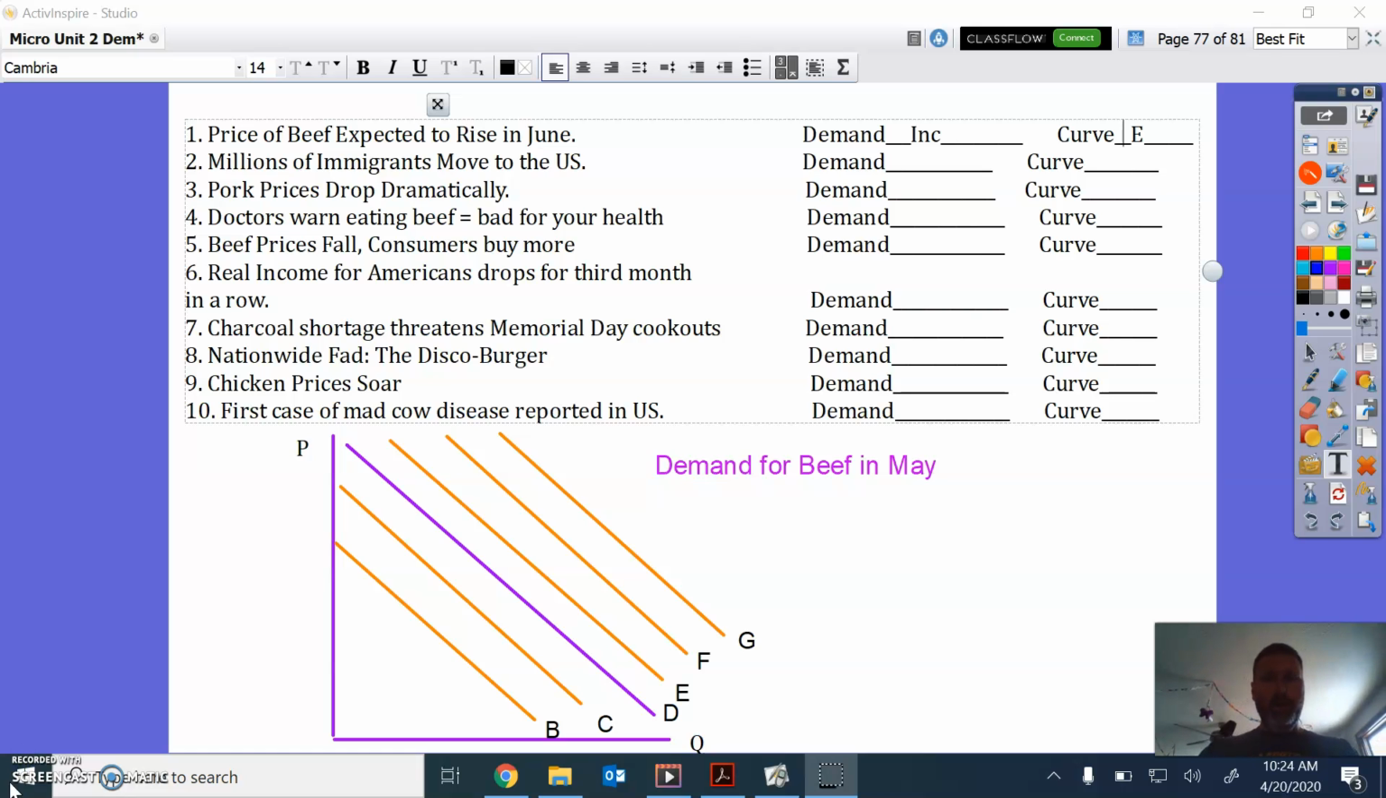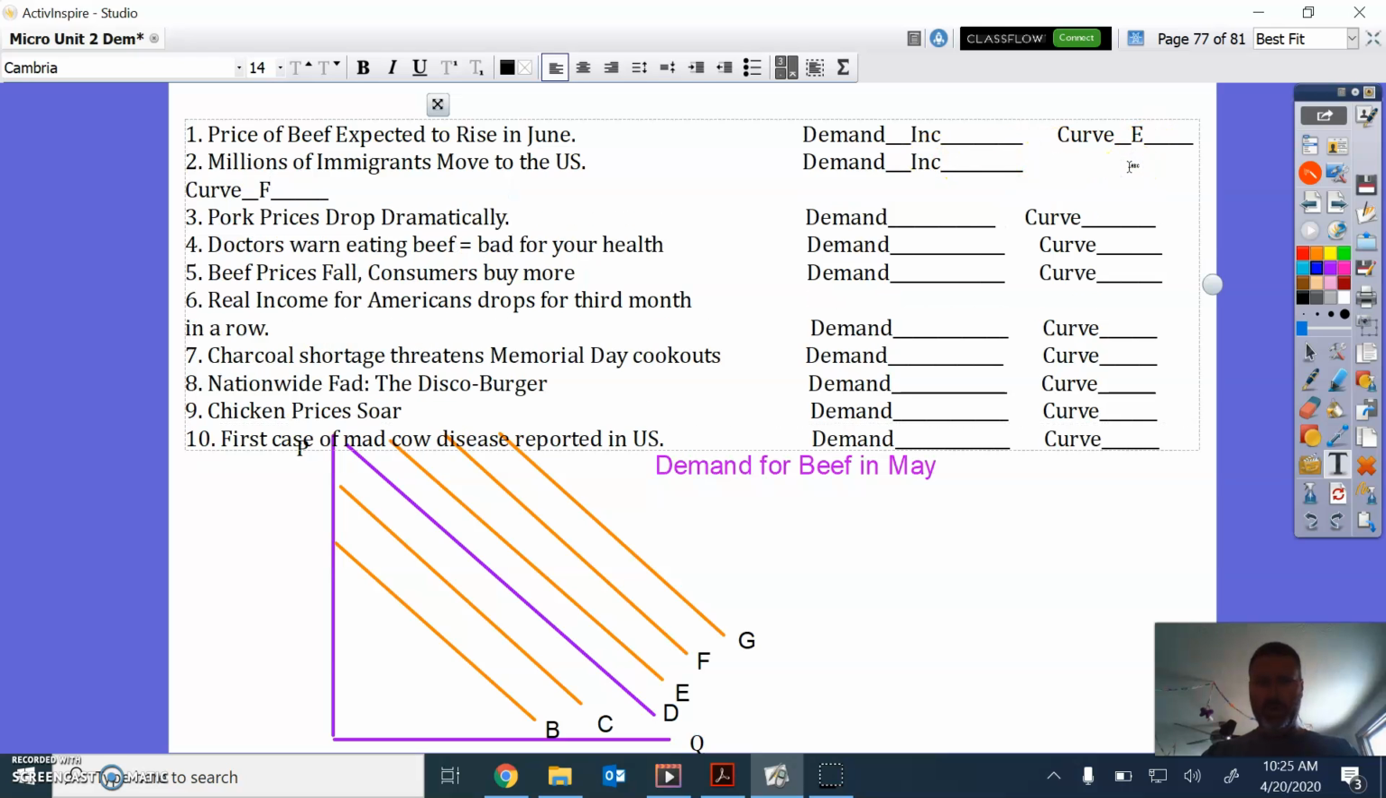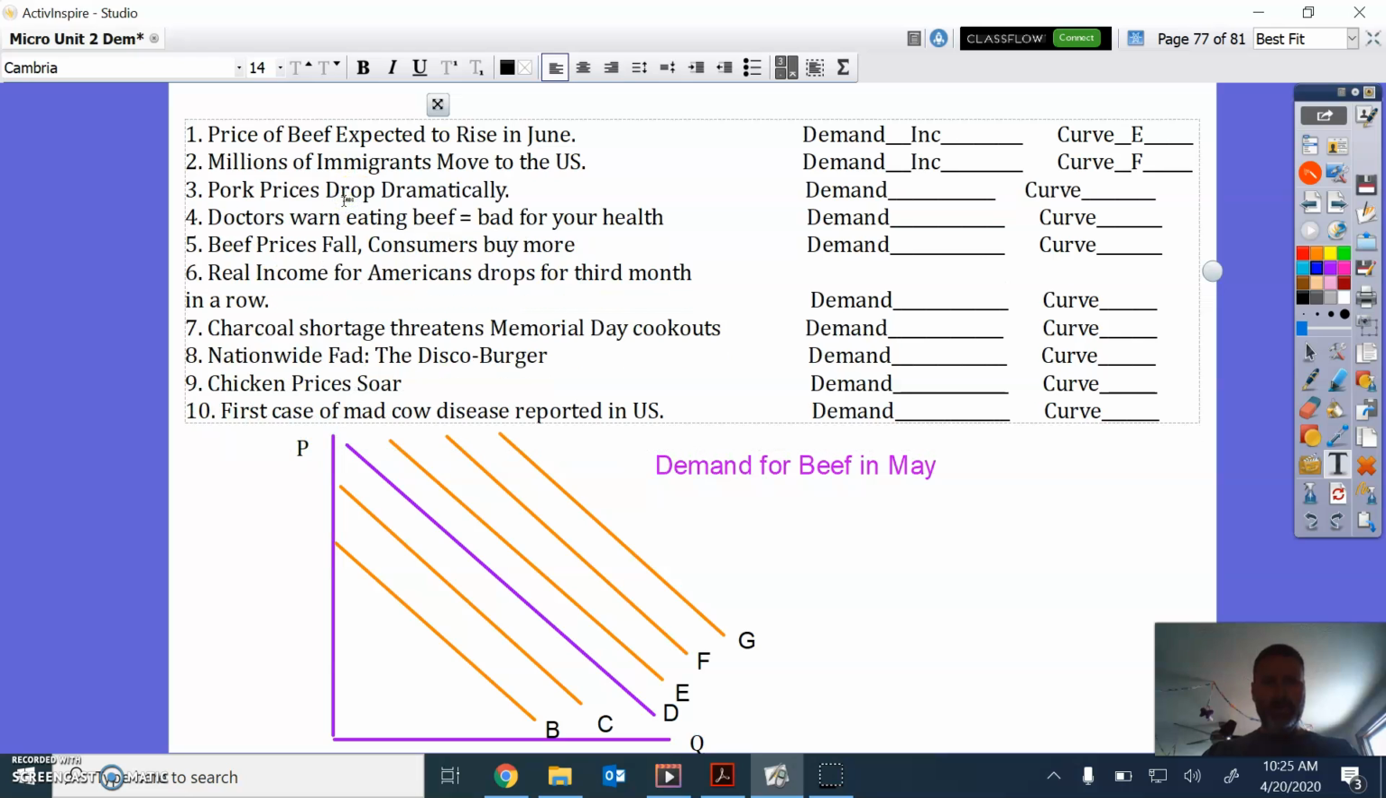Okay. So millions of immigrants moved to the United States. Okay, we know. More people here, more stuff. We're at E. That's going to increase demand, that's going to move us to curve F. Sorry, I just have to keep changing this a little bit. Okay, here we go. We're at F. Pork prices drop dramatically. Uh-oh. If pork prices go down, we're not buying beef. We're buying pork. So decrease. We were at F. Now we're going back to E.